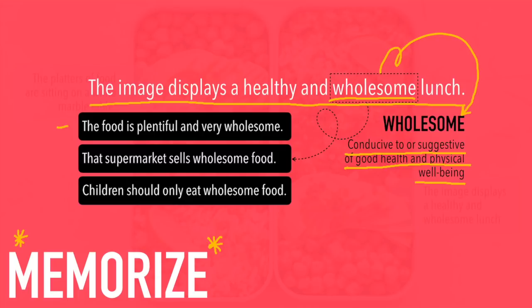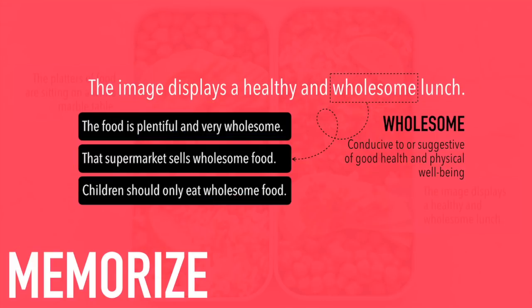Here we go. The first one is, the food is plentiful and very wholesome. Now, real quick, the word plentiful just means abundant, okay? Means to be a lot or have a lot, okay? All right. The second sentence is, that supermarket sells wholesome food, okay? Again, nutritious or good for your physical well-being. And finally, children should only eat wholesome food. Well, we know that's important because children need food that will help their physical well-being, okay? So we've memorized the definition. Now our next step is to, you got it.